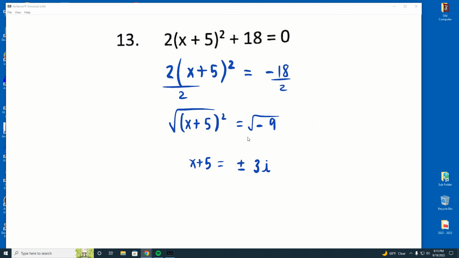Lastly, we're going to move that 5 over by subtracting it. So it's negative 5 plus or minus 3i.